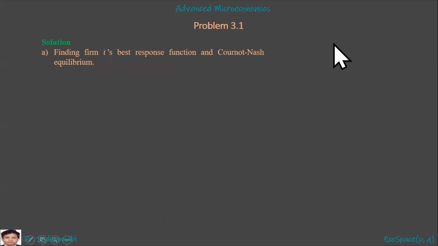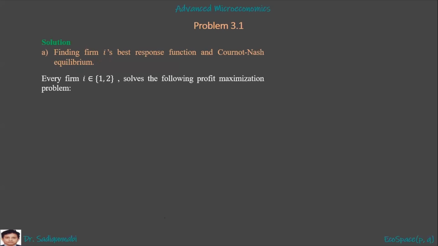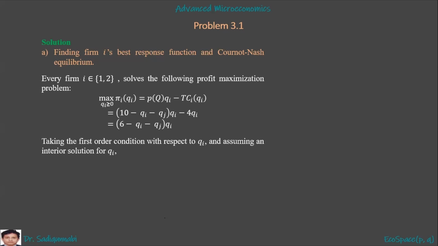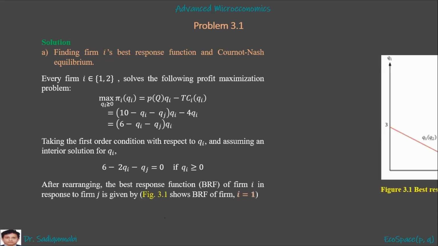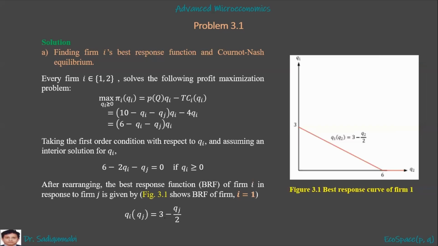3.1a, finding the best response functions and Cournot-Nash equilibrium. Firms 1 and 2 solve the following profit maximization problem. Taking the first order condition with respect to Qi and assuming an interior solution for Qi, we get this equation, and after rearranging, the best response function BRF of firm i in response to firm j's output is given by this figure 3.1. Figure 3.1 shows the BRF, that is 3 minus Qj divided by 2.